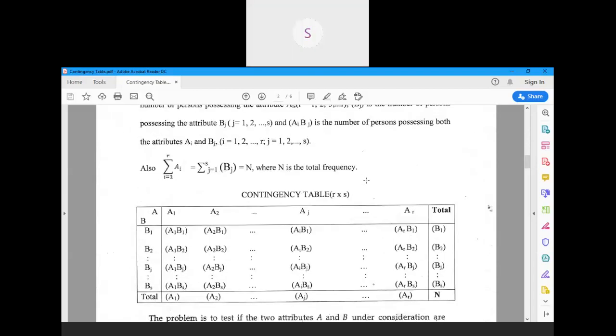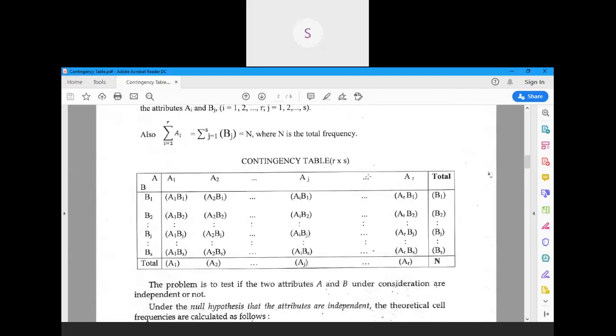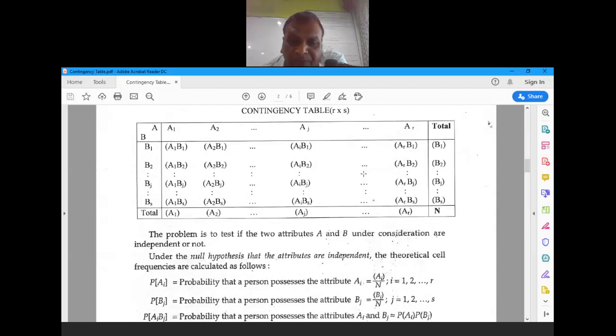So now we generalize it. So what is the null hypothesis in a contingency table? Under the null hypothesis, the attributes are independent of each other. Remember it, attributes are independent of each other.